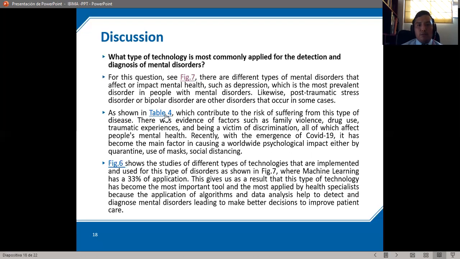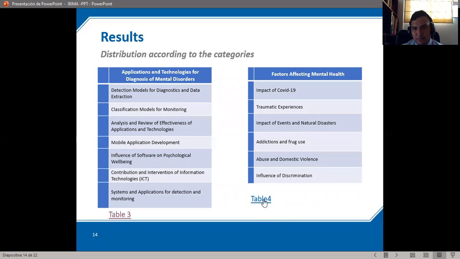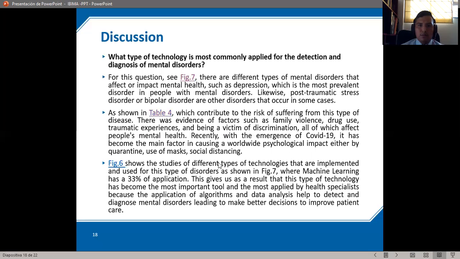As shown in table 4, which contributed to the risk of suffering from this type of disease, there was evidence of factors such as family violence, drug use, traumatic experience, being a victim of discrimination, which affect people's mental health. Recently, with the emergence of COVID-19, it became the main factor causing this worldwide. Its impacts include quarantine, use of masks, and social distancing.